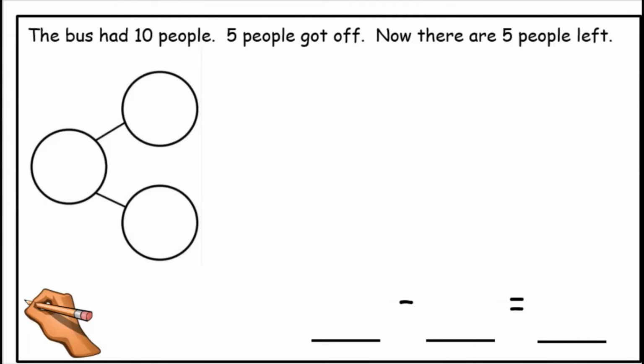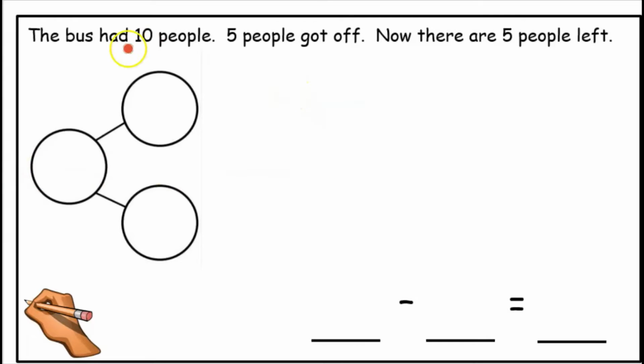Here's my next story. The bus had 10 people. 5 people got off. Now there are 5 people left. I want you to draw your 10 people in a 5-group way and then show 5 people getting off and match the number bond to the number sentence.